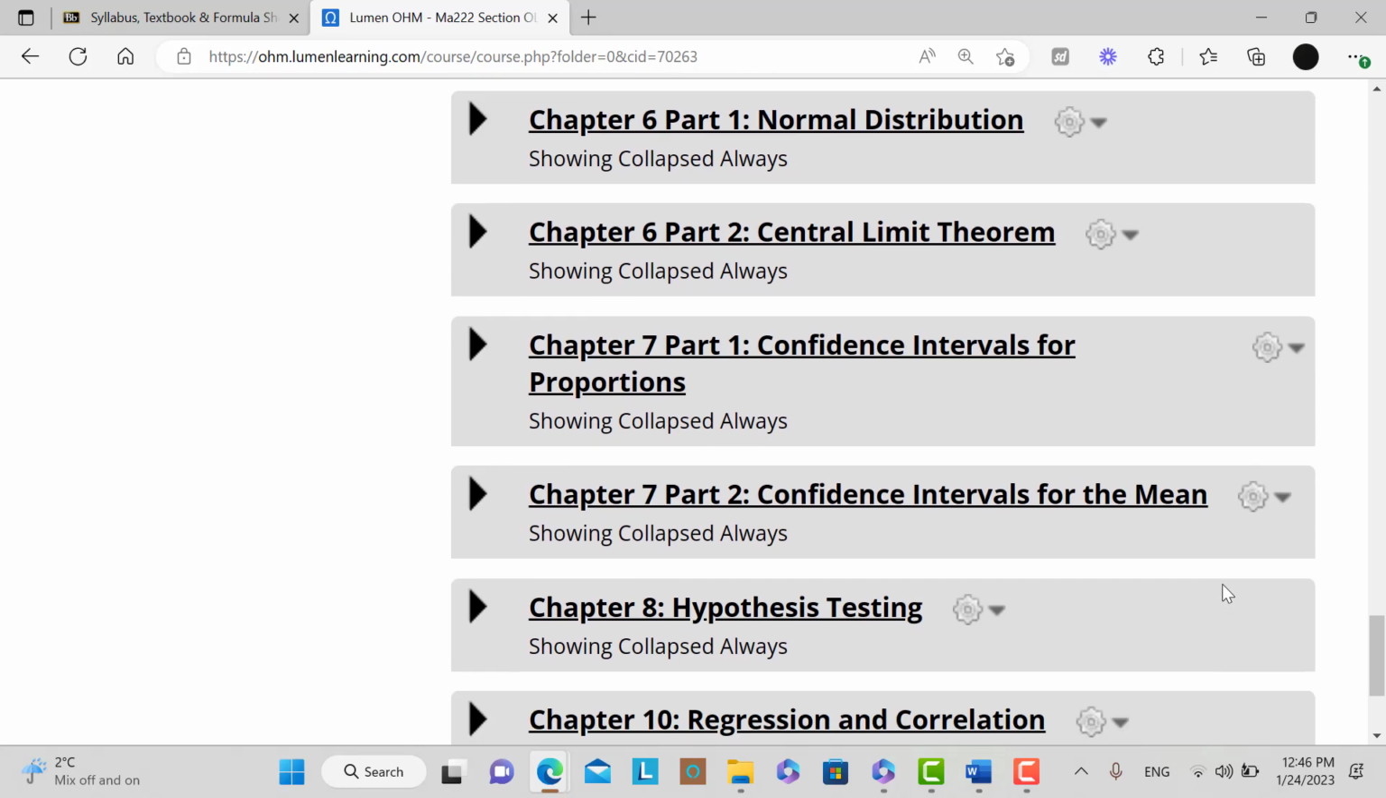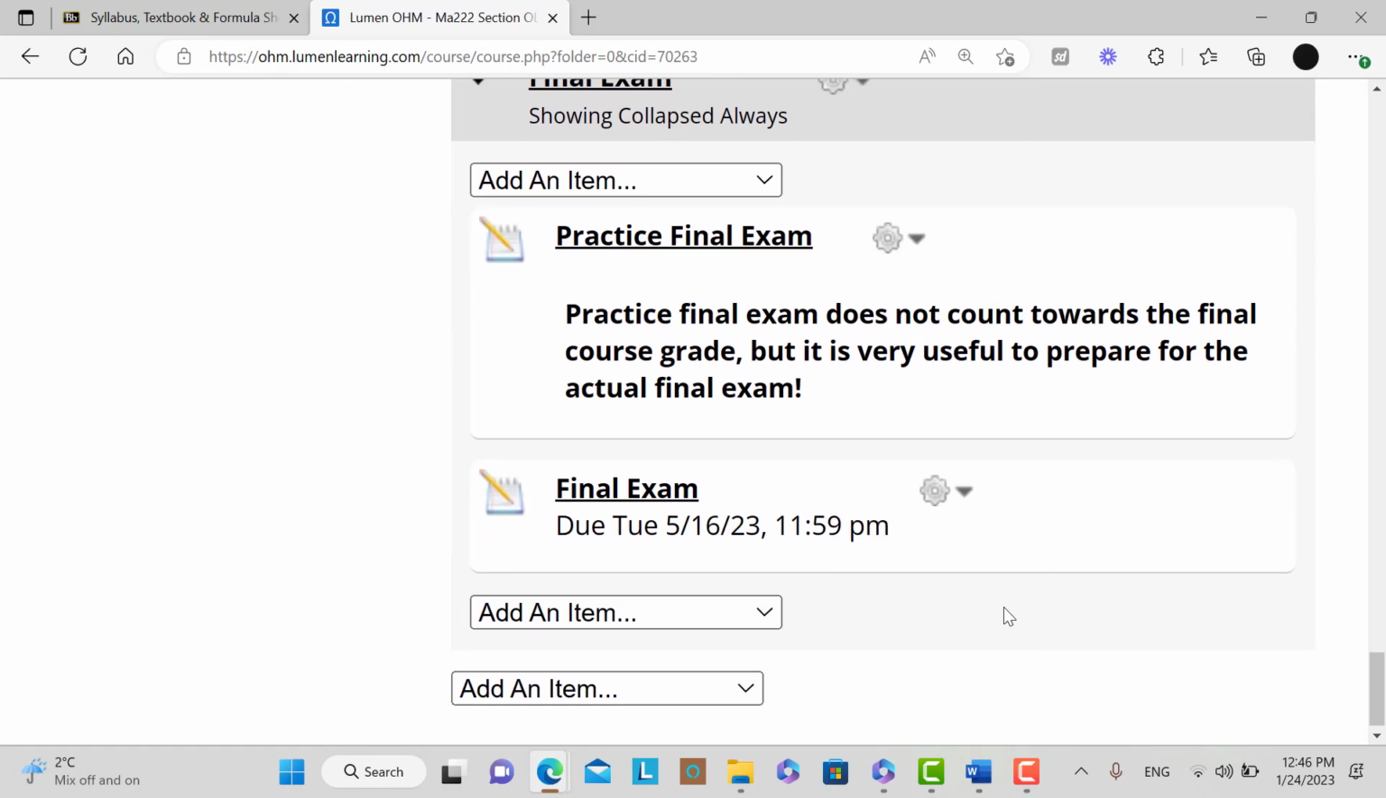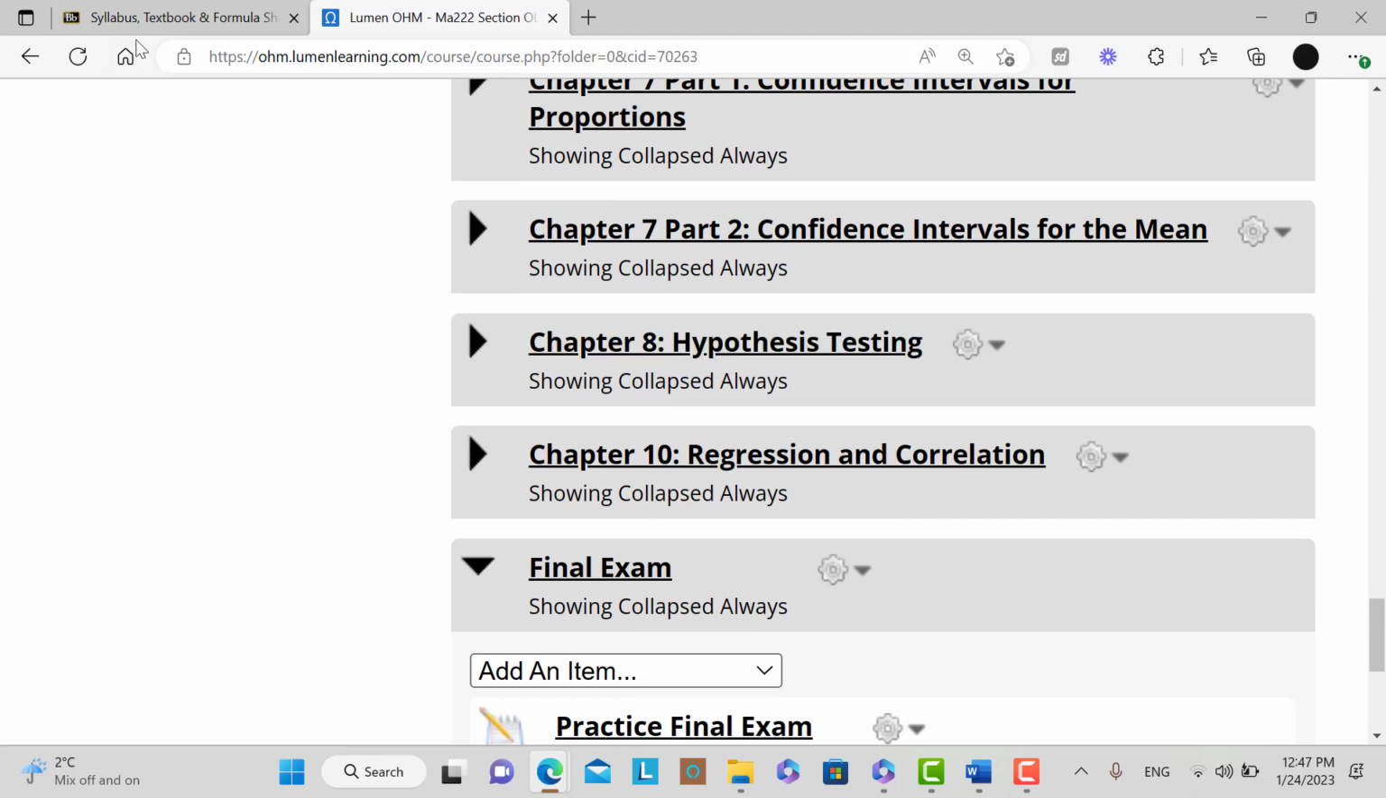Same thing for the final exam, right? Very similar. You have trials and a practice final to prepare for the actual final exam. That's pretty much everything in our homework system.